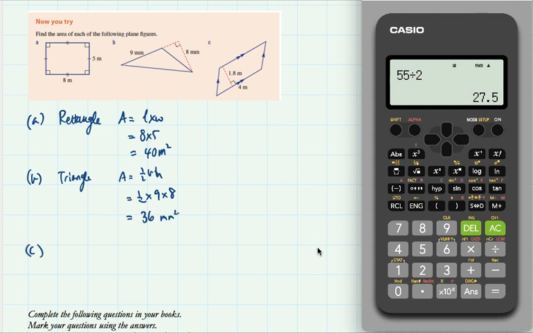Part C, we have our parallelogram again, where the area is going to be base times height, and that's going to be 1.8 times 4. If you're not sure what that answer is, just put it in your calculator, and we get 7.2 meters squared. Now, here we go. That's how to find the area of some common shapes.